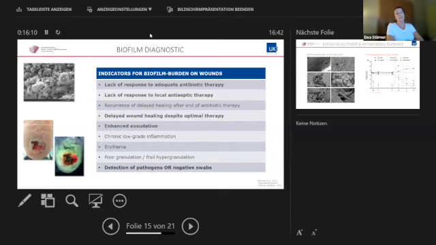But how can you diagnose biofilm on the wound? There are only some indirect indicators, because you do not have a microscope. You cannot put a microscopic picture of the patient sitting in front of you and showing you the wound. So there are some indicators that maybe show you that biofilm is on the wound of your individual patient.